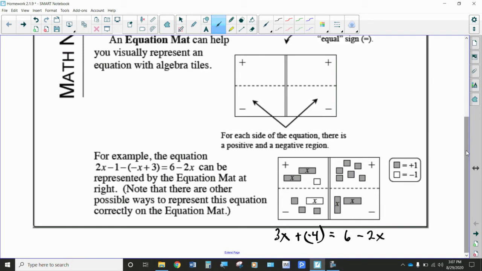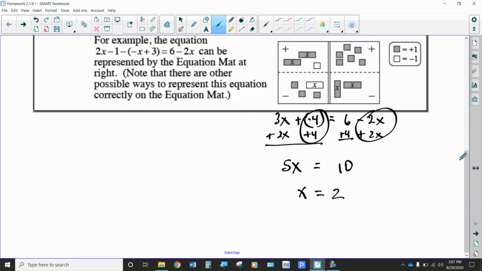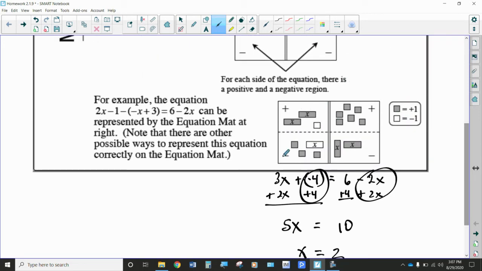And now I would probably add 2x's to each side, and I would add 4 to each side. So we end up with a 0 pair there, but 5 x's, and a 0 pair here, but 10. So that means that each one of those x's has to be equal to 2 in order for this entire conglomeration of tiles to be equal to that entire conglomeration of tiles.